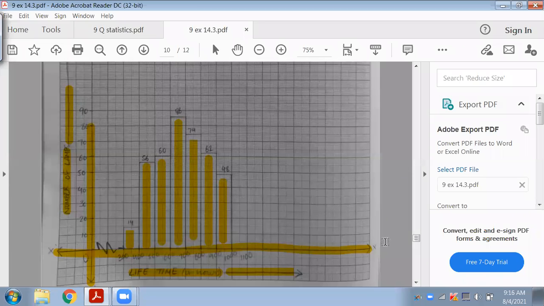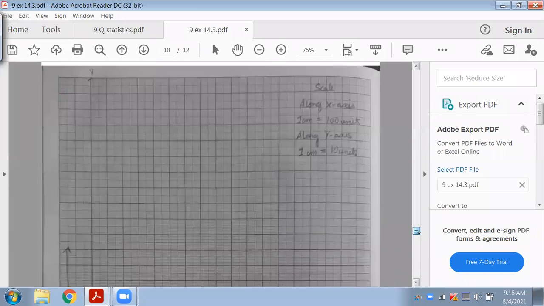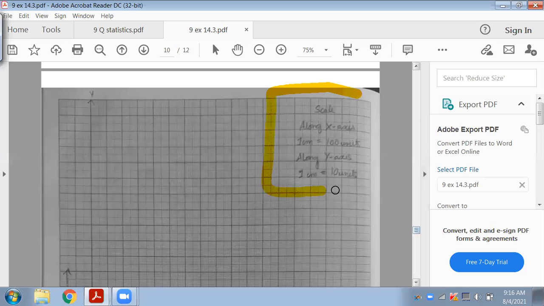Okay, and after drawing, on the top right side, we are going to put the scale. Along the x-axis, we have taken 1 cm equal to 100 unit. Along the y-axis, we have taken 1 cm equal to 10 unit. And if you don't put the scale in the exam, you are going to lose 1 mark. The scale is very important in a graph. If there is no scale, you are going to lose 1 mark.